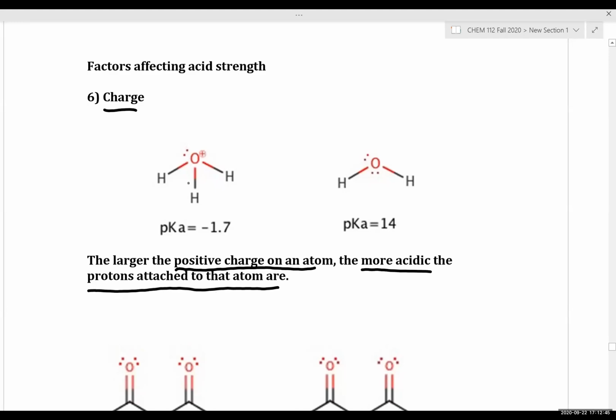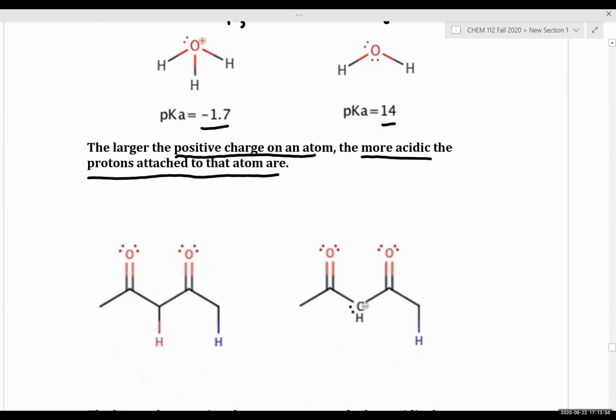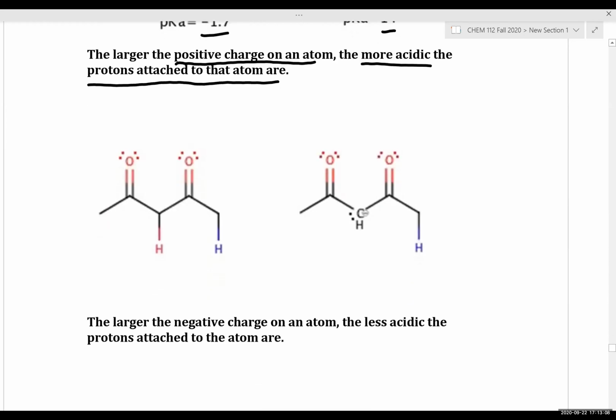So for example, H3O+ has a pKa of around negative 1.7, while H2O has a pKa of 14. So atom charge dramatically affects the pKa of protons attached to that atom. So, likewise, the larger the negative charge on an atom, the less acidic the protons attached to the atom are.